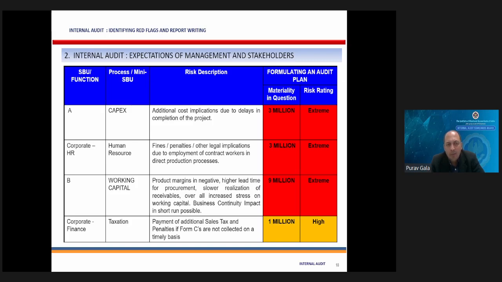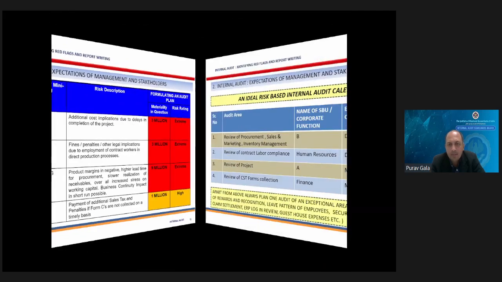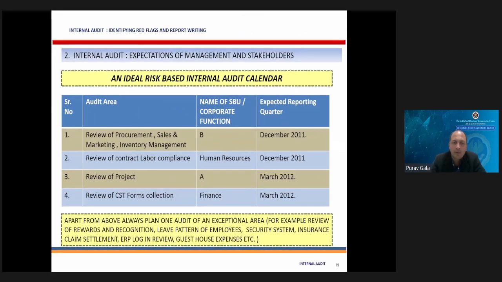So should I do A or B? I should do B first. Another area that I would cover along with B in first quarter could be human resources. And then I could do A and corporate finance. So this is how an audit plan could look like. And apart from this, you can always do an audit of an exceptional area.